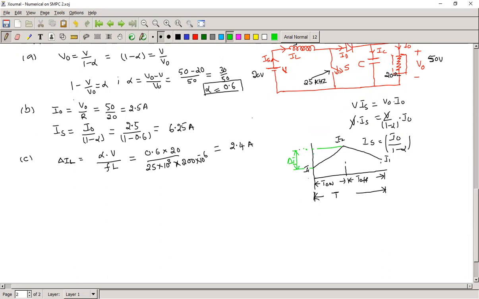This inductor current is also equal to the source current. So the average value of source current we already know. If you find the average for this graph, this is nothing but the average value. We just now calculated the average value of source current, that is 6.25 amperes, because the inductor current and source current are the same in case of a boost converter.